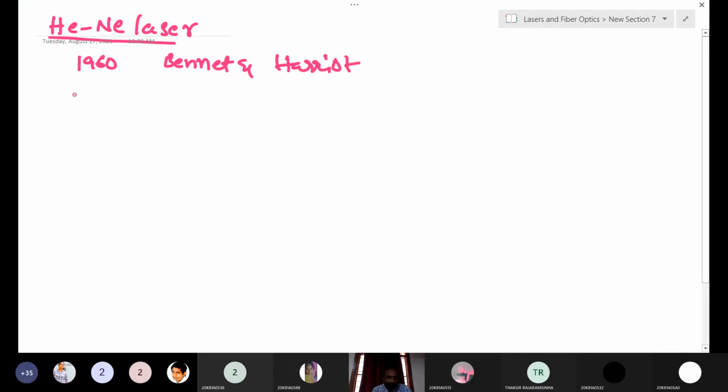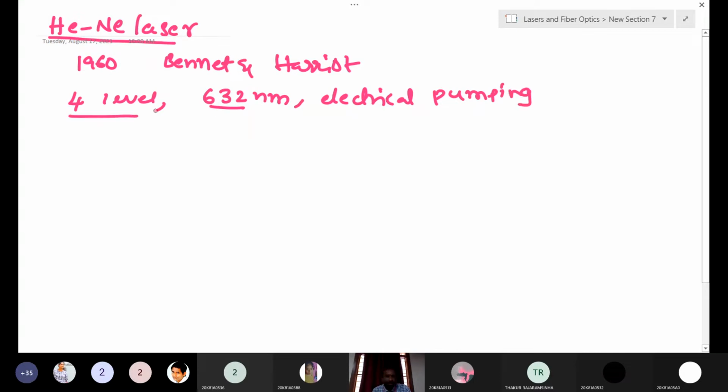This is a four level laser system, and here we will see 632 nanometer light, which is red. Here we will use electrical discharge, that is, electrical pumping. These are the key points. It is a four level system, the output of the laser is 632 nanometers, and it achieves population inversion by electrical pumping. And this is a continuous laser. These are the key points.